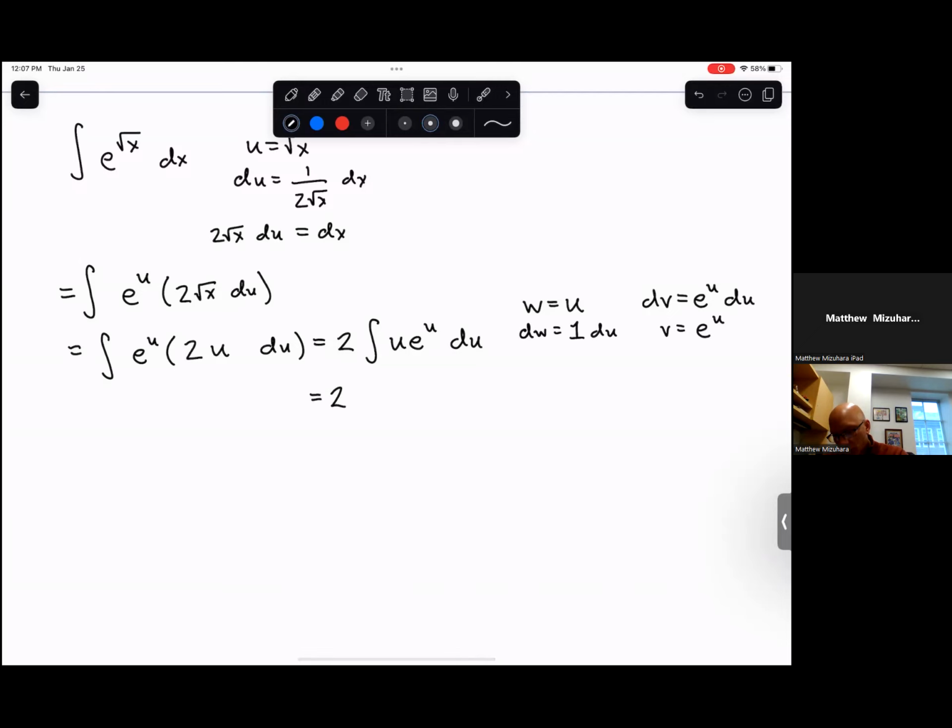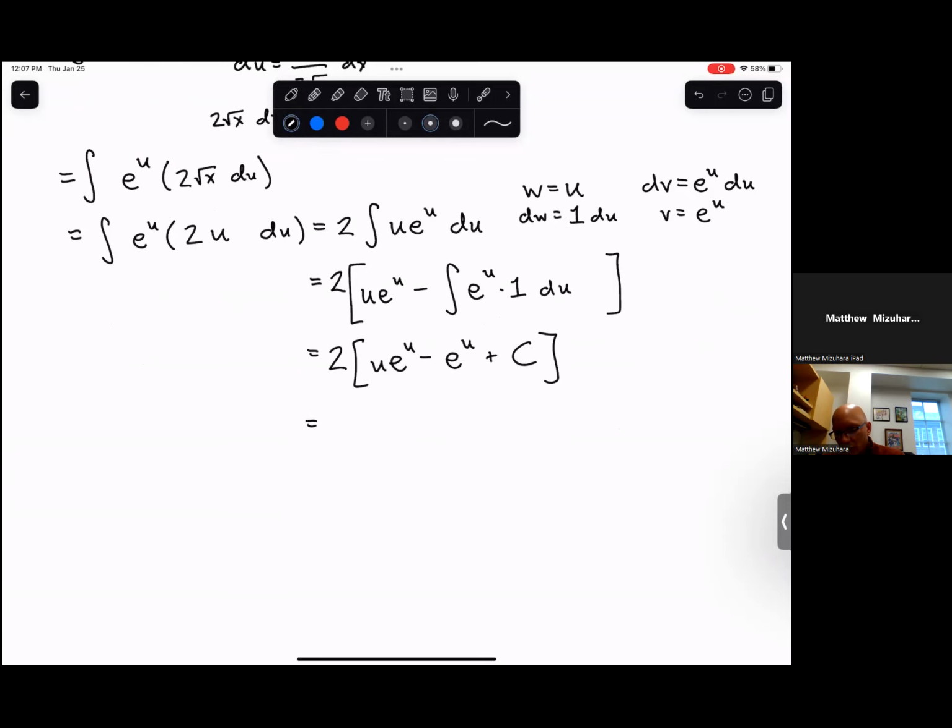So what do I get? 2. I'll leave the 2 out in front. Let me put a big bracket here so I don't forget to distribute later. So I'm going to do wv, okay, instead of uv, but it's going to be u e to the u minus integral v dw. So that's e to the u times 1 du. So that's a pretty nice expression. That's u e to the u minus, well, the antiderivative of e to the u is just itself. Wonderful. Plus a constant.